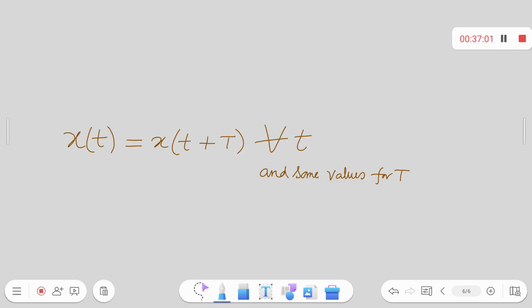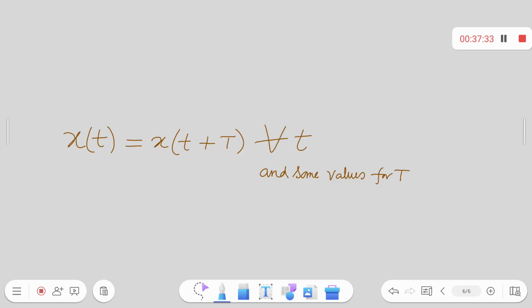I'm coming to that. Yes, this question is very much pertinent. Now the minimum value of T for which this condition holds good is known as the fundamental period of the signal. As I mentioned, I have written x of t is equal to x of t plus capital T, but the condition is very important.